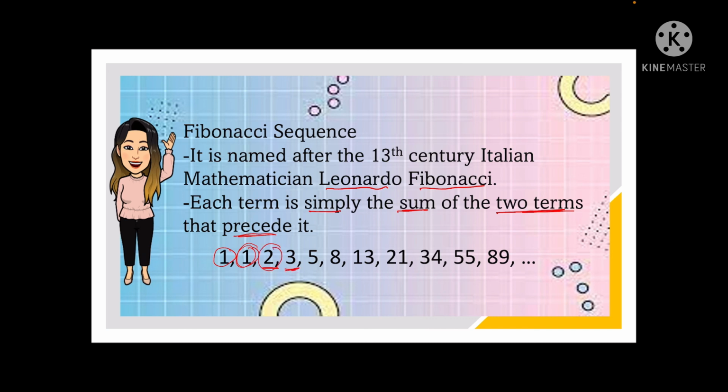Okay, so nakukuha natin yung next term. 2 plus 3, we have 5. And then 3 plus 5, we have 8. 5 plus 8, we have 13. And then 13 plus 8, we have 21. And then 13 plus 21, we have 34. Okay, so as you can see, tuloy-tuloy lang siya na ganun yung process para makuha ninyo yung next term. So that is Fibonacci sequence by the Italian mathematician Leonardo Fibonacci. Thank you.